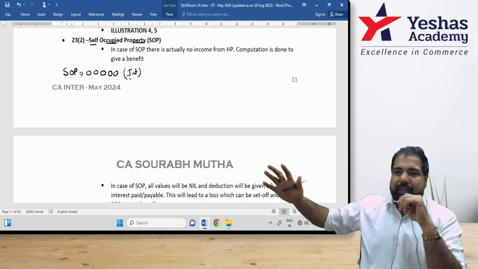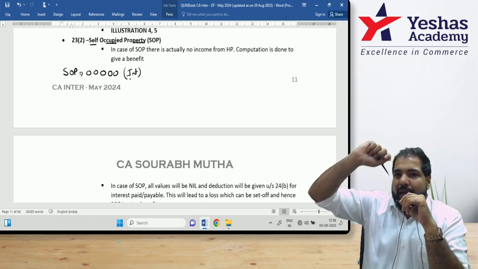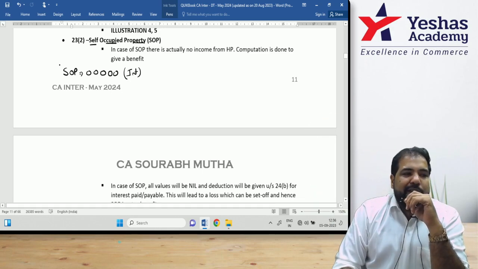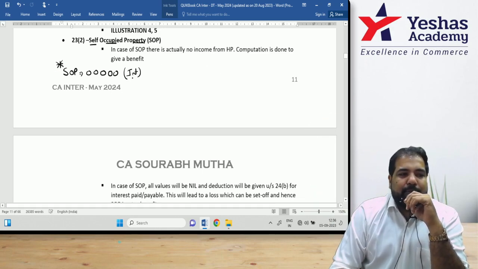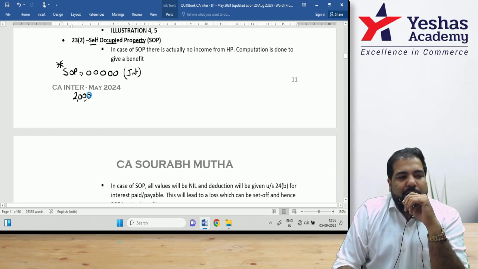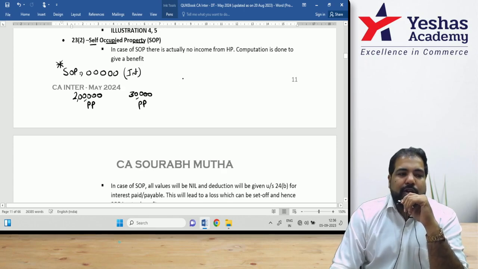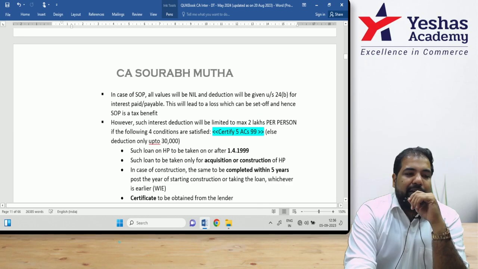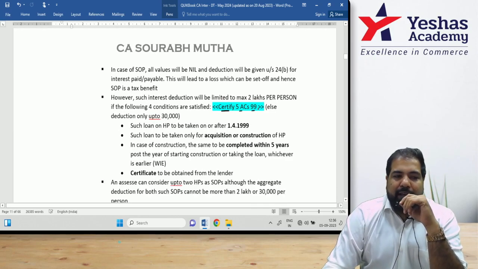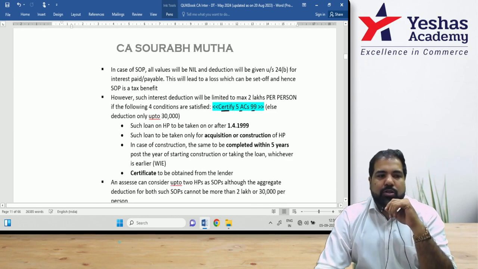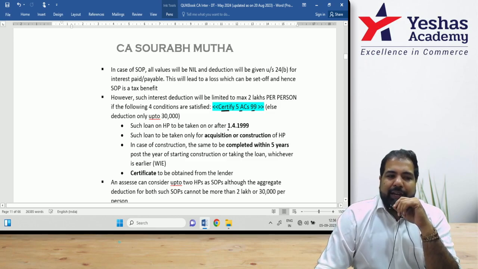PCP, current year, etc. In the end, where a cap. Is there a capping? Only for SOP there is a cap. How much, guys? Either 2 lakh or 30,000 per person, guys. This is per person, not per house, depending on 4 conditions. Certified accounts for 1990. Guys, have you taken a loan for the house? It should be taken on or after 1999.